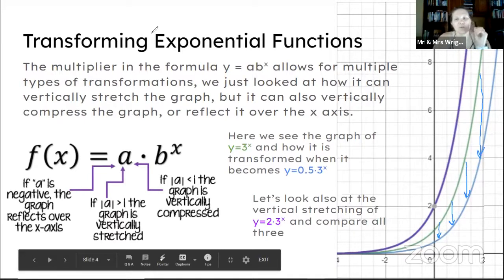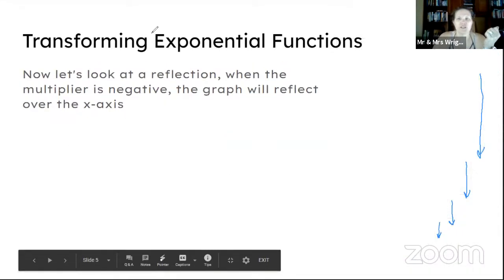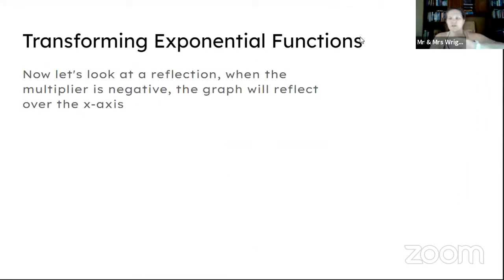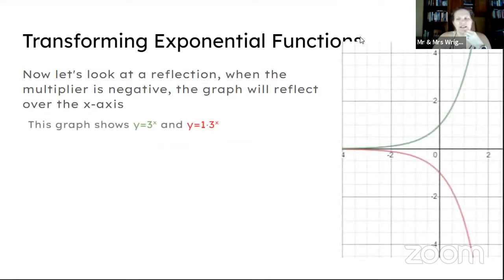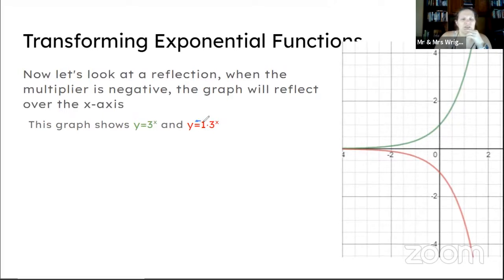Now, there's still one more way that this multiplier can transform our exponential function, and that's with a reflection. We talked about it will reflect over the x-axis. So let's look at what that's going to look like. Here in the green, you have y equals 3 to the power of x, just like we've been looking at so far. And then this is, oops, I didn't put the right thing in there. It should say -1 times 3 to the power of x.